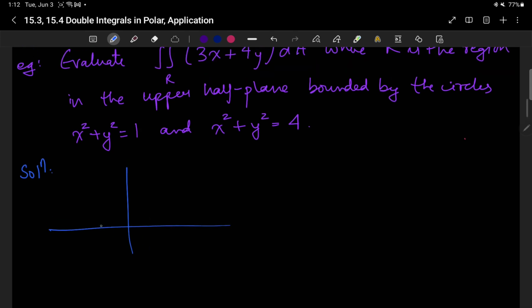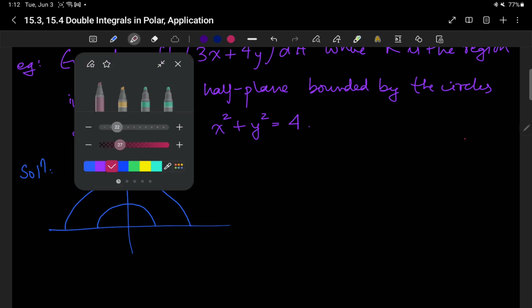So we have the upper half of the plane bounded by the circles, so we just need half a circle. That's the half circle, so this is the region we are working with here.